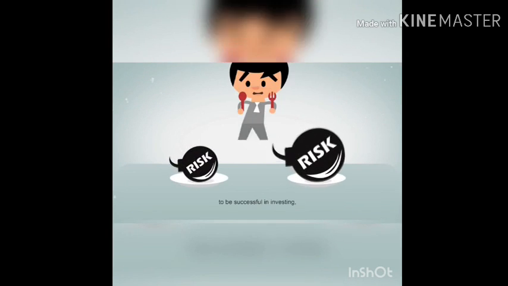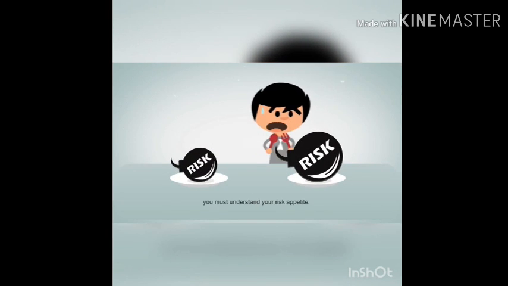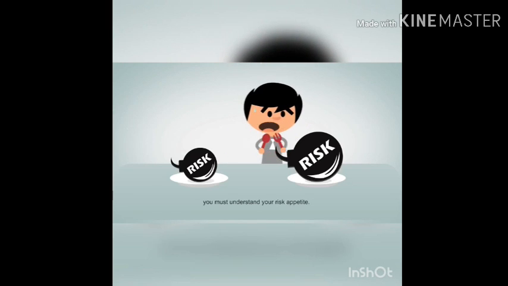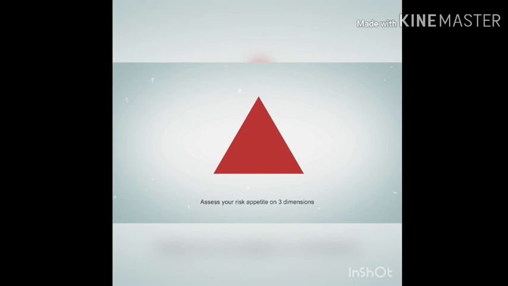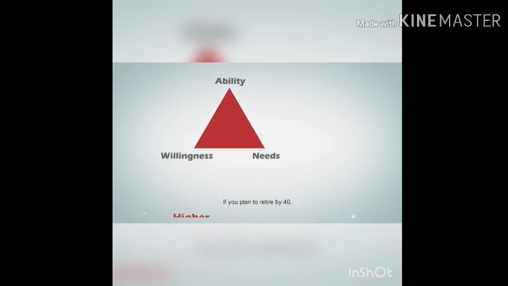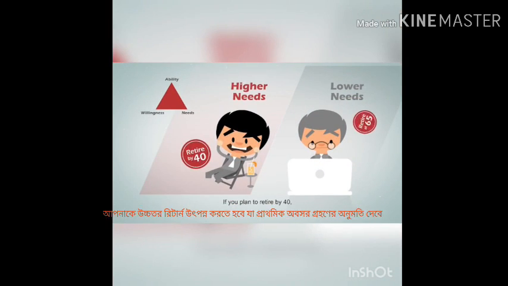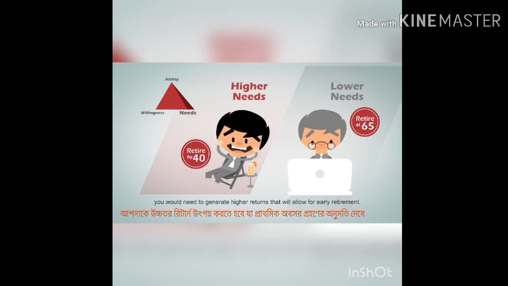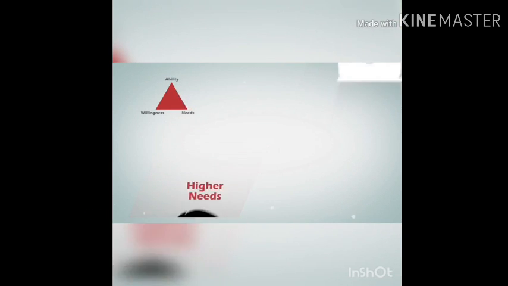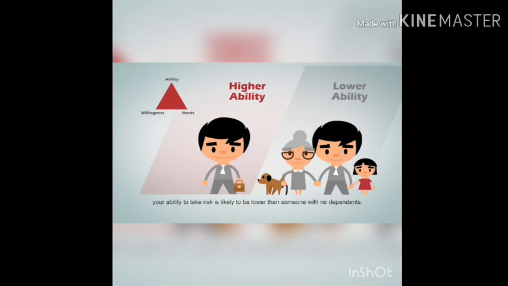Further, to be successful in investing, you must understand your risk appetite. Assess your risk appetite on 3 dimensions: needs, ability, and willingness to take risk. If you plan to retire by 40, you would need to generate higher returns that will allow for early retirement. If you have dependents, your ability to take risk is likely to be lower than someone with no dependents.